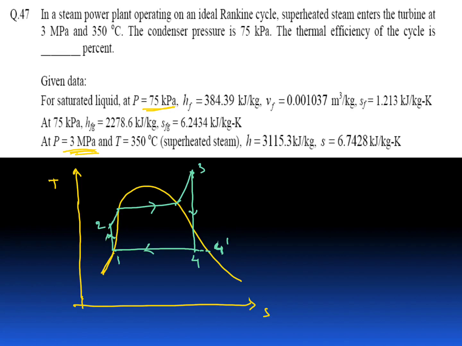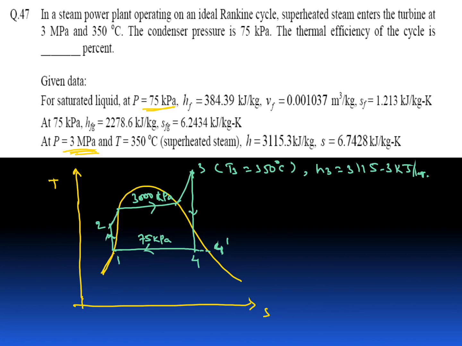So the data we will write first. Our P is this one, 75 kilopascal, constant pressure line. Here 3 megapascal, in kilopascal 3000 kilopascal. Then this temperature T3 is given, 350 degrees Celsius. Enthalpy also given, H3 is 3115.3 kilojoule per kg. 3 to 4 is an isentropic process.